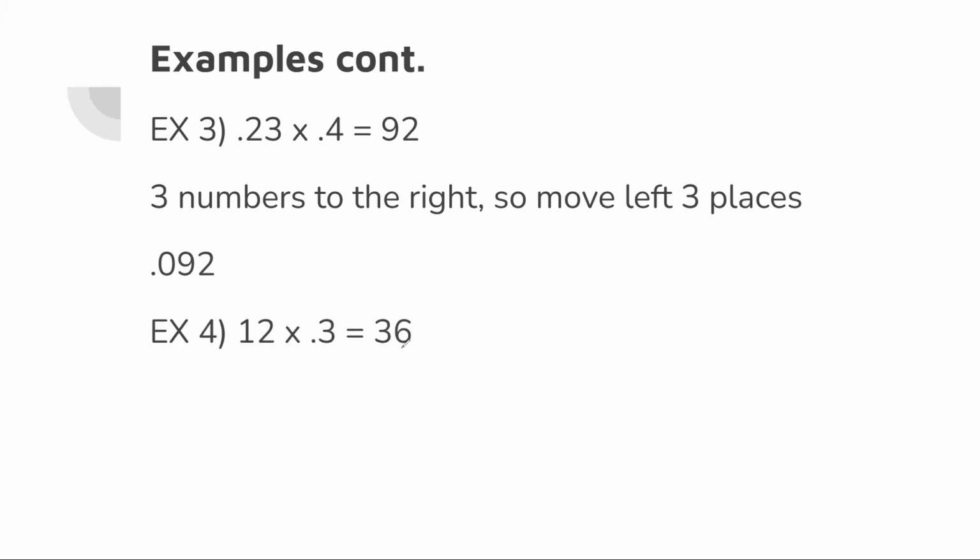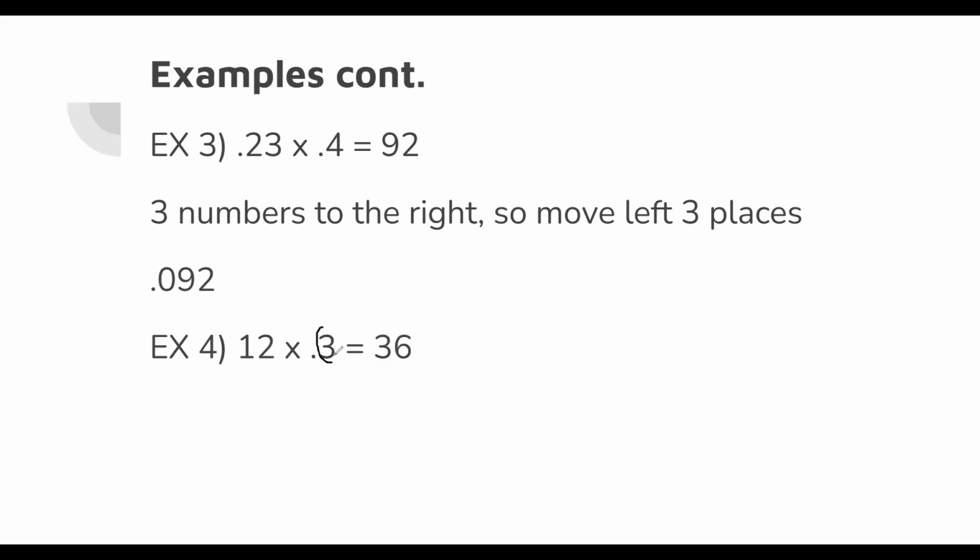All right, 12 times 0.3. 12 times 3 is 36. And now I move the decimal one place. The decimal here for the 12 is here, and there's no numbers to the right. So it's just one place. So I start here at the right, and I go left one place, 3.6.